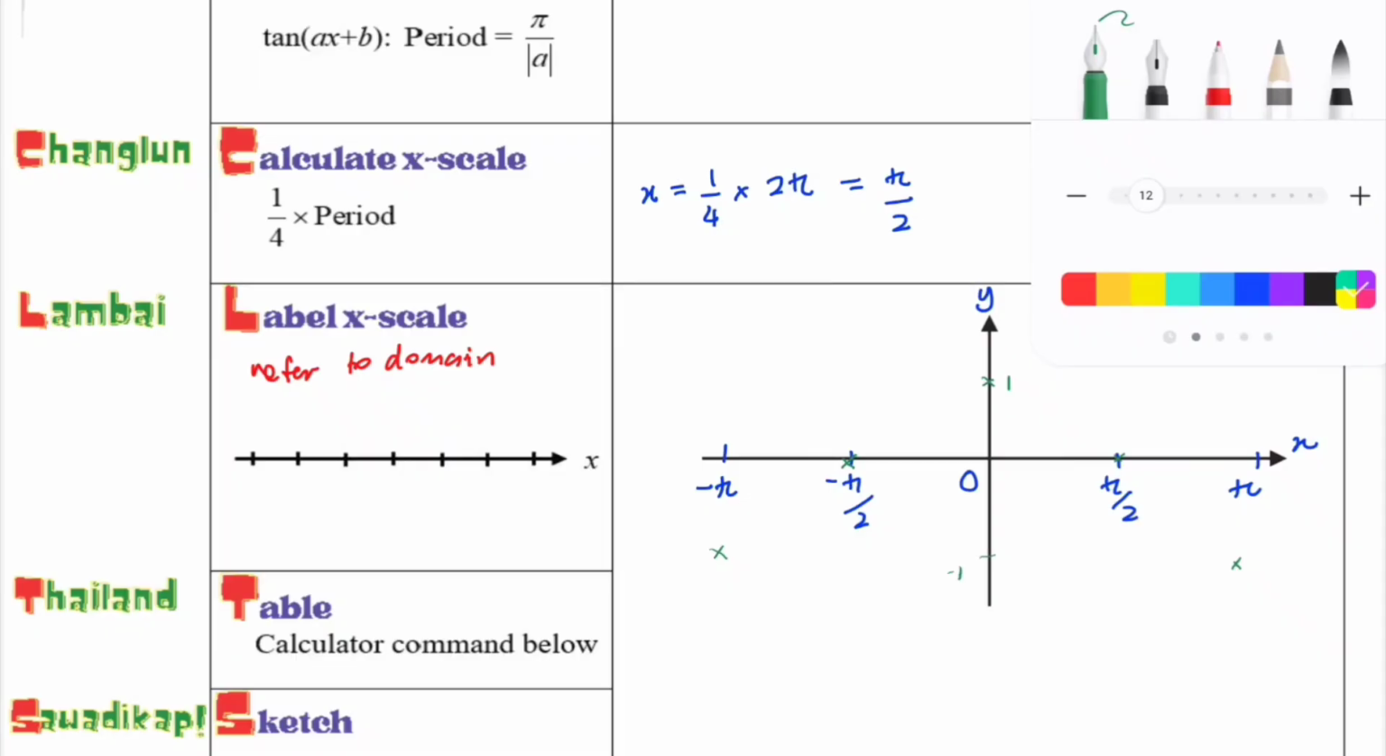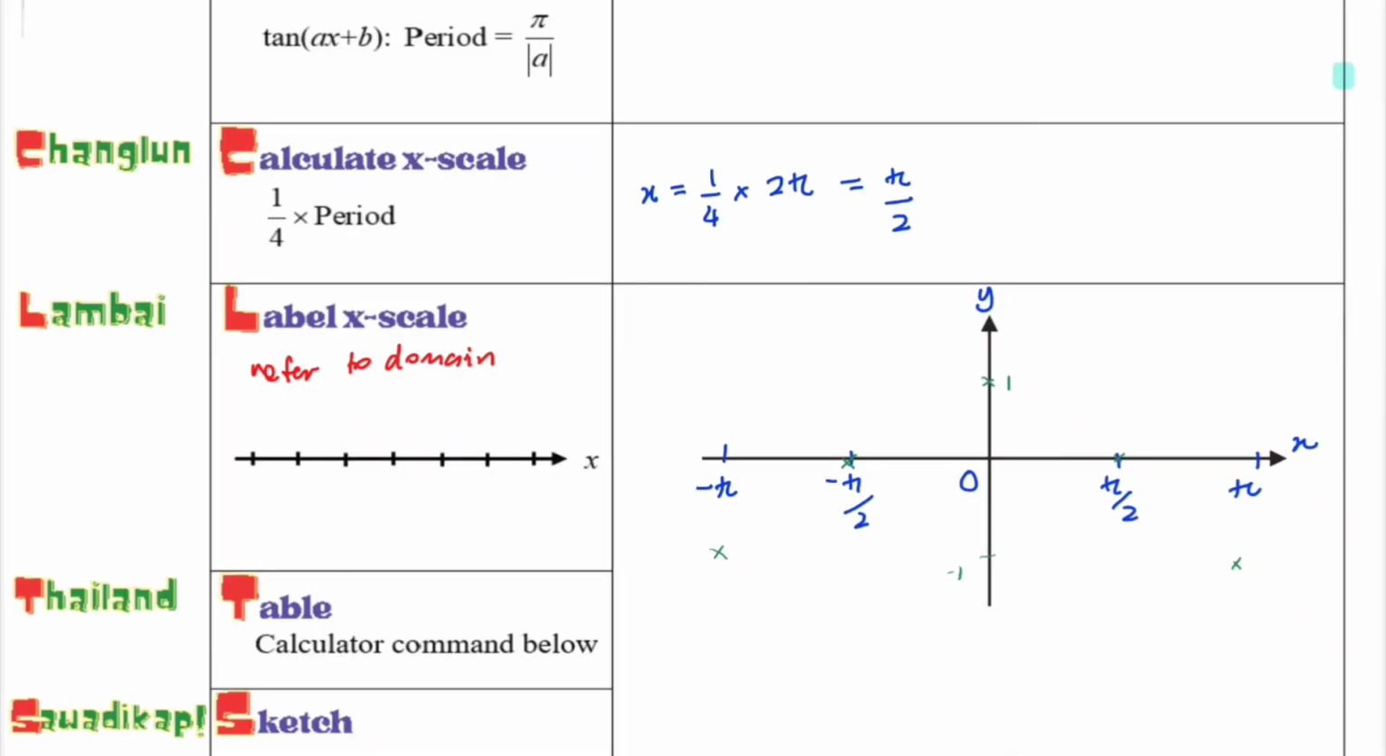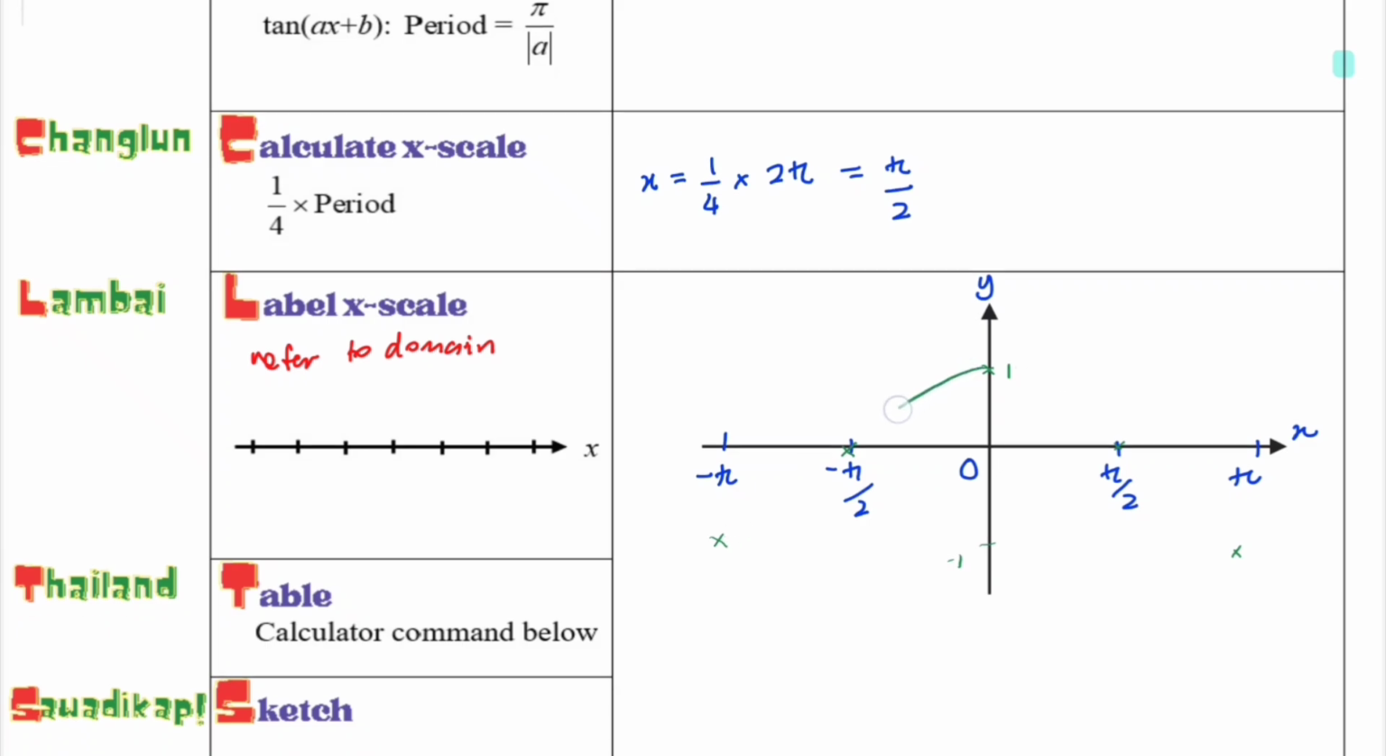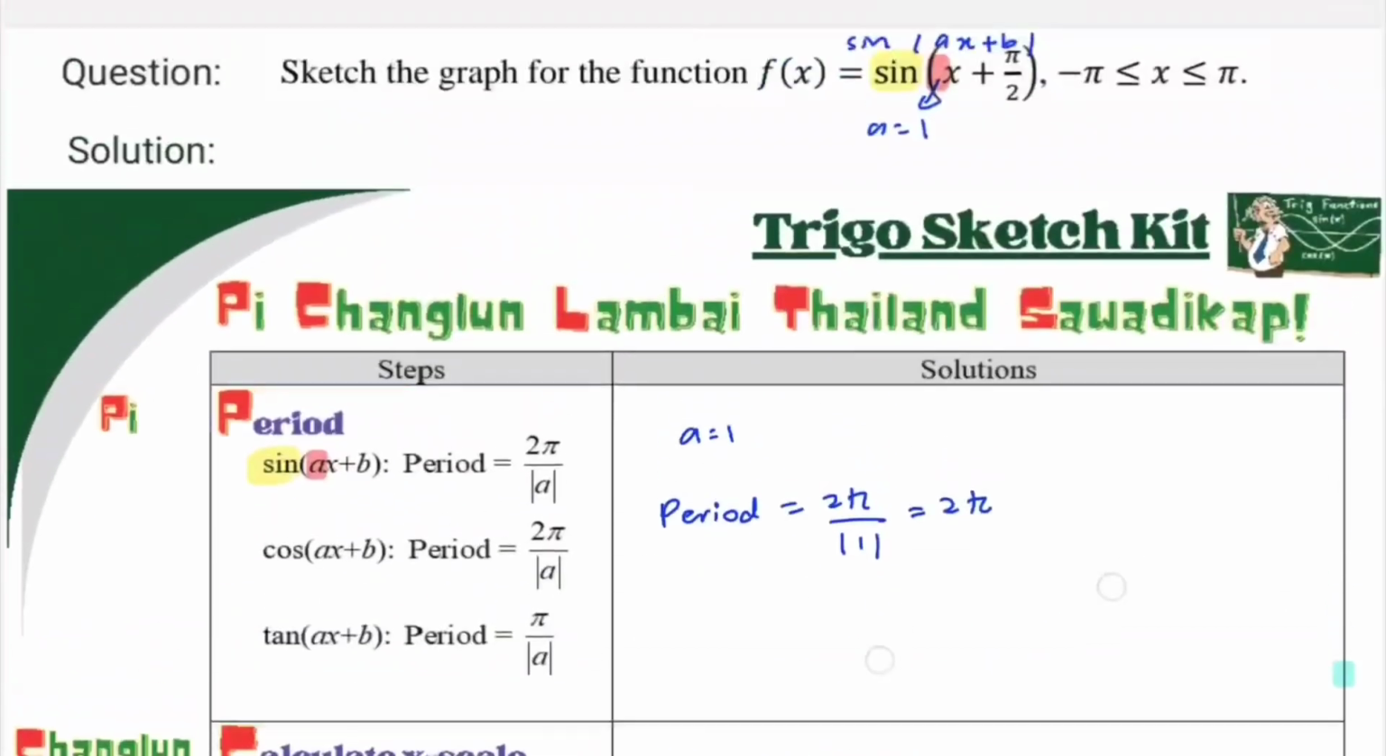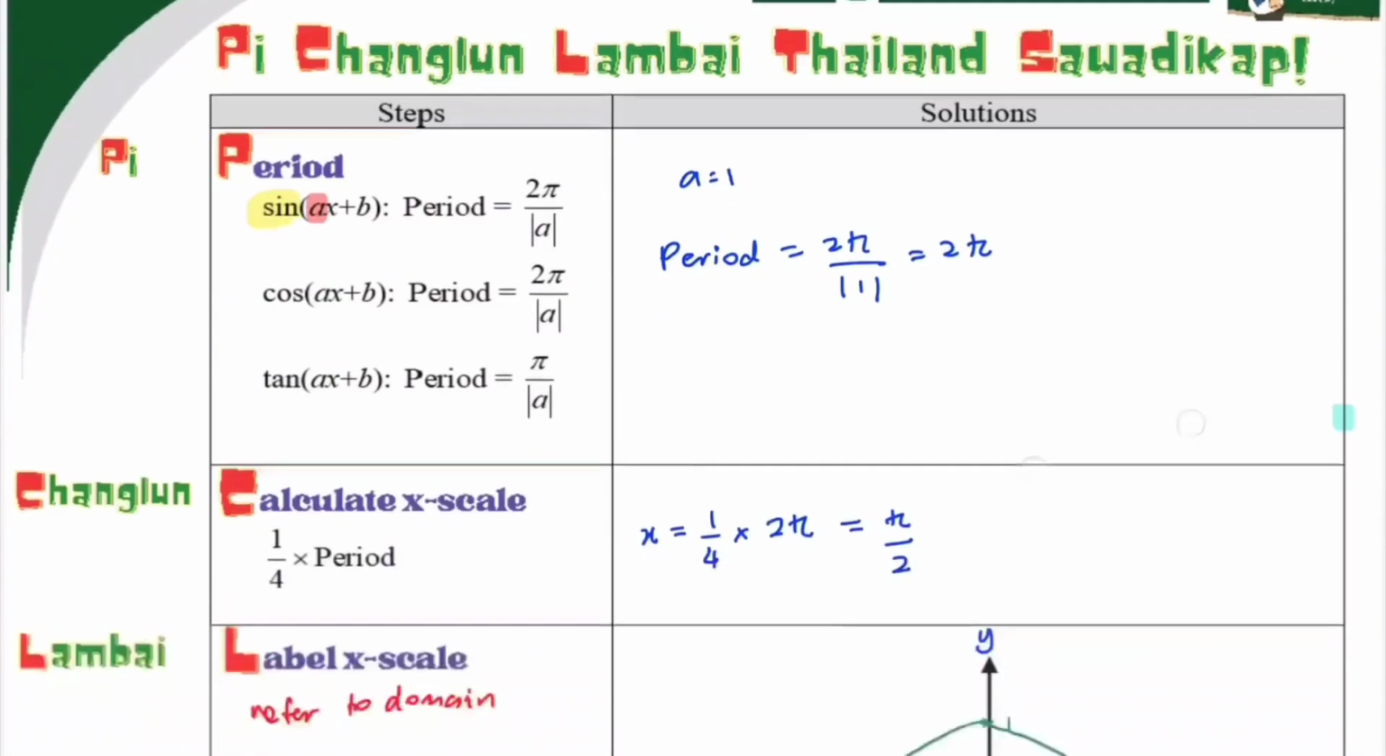The last step is to sketch. Once you have plotted all of the points, we can simply sketch. So now the graph will look like this. Start from the highest value, moving on to the lower value. And you're done. You have sketched the graph for this function.